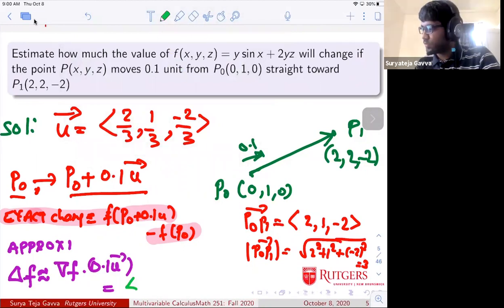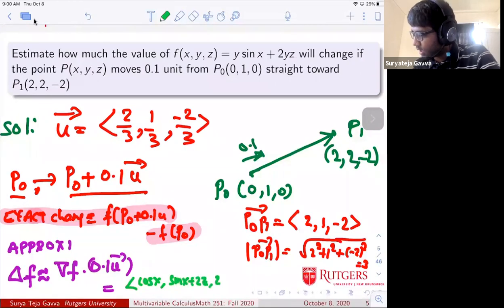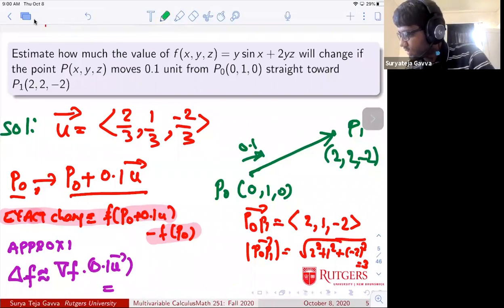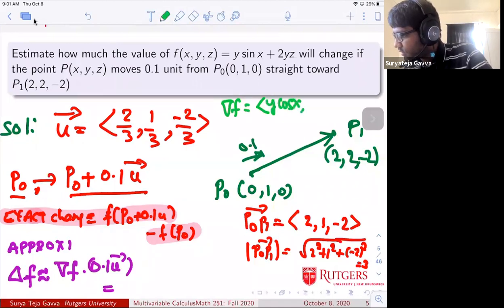The derivative with respect to x is nothing but cosine x, with respect to y it is sine x plus 2z, and with respect to z it is 2y. Okay, let me write it here. The gradient vector turns out to be y cosine x, sine x plus 2z, and 2y. So that's the gradient vector.